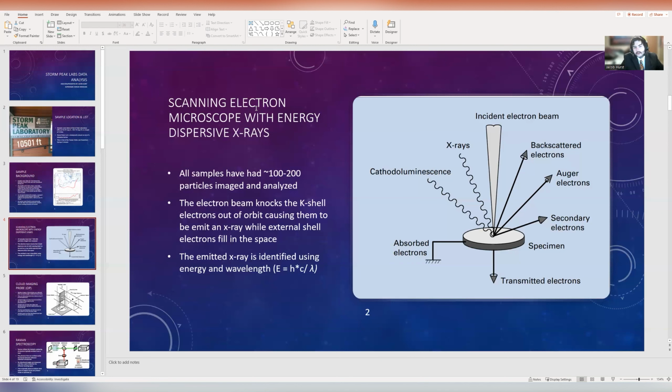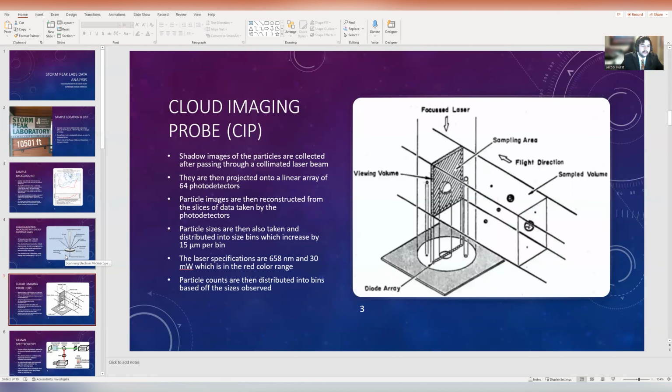lambda. Then over here on the right, I have a diagram of how this would work. This is our electron beam. It comes down, and then it shoots off these X-rays, cathode luminescence, backscattered electrons, Auger electrons, secondary electrons, all of this. This is what we use to actually measure what kind of elements we are looking at. So I'll go on to the next part here.